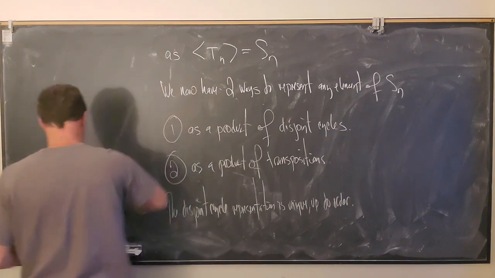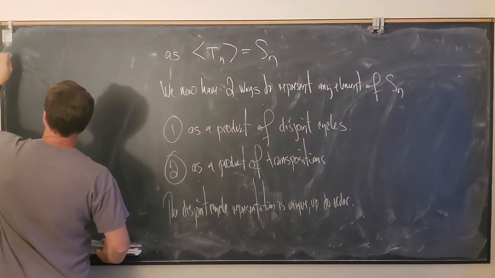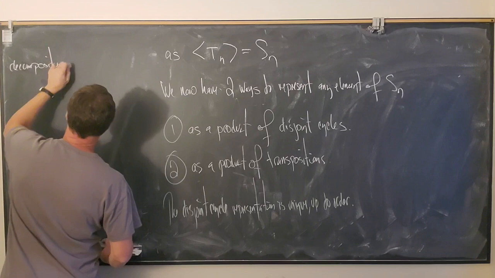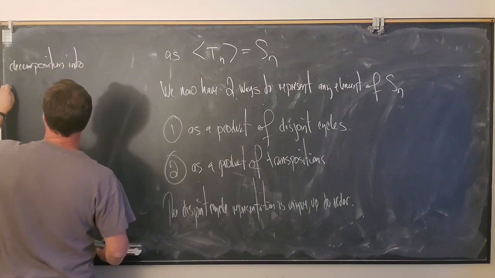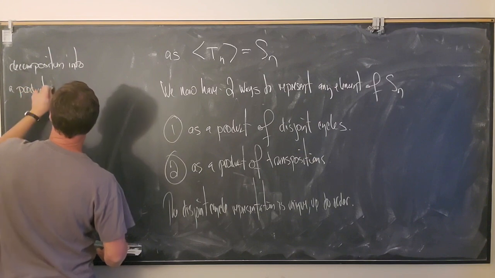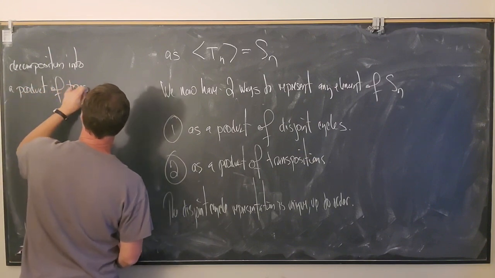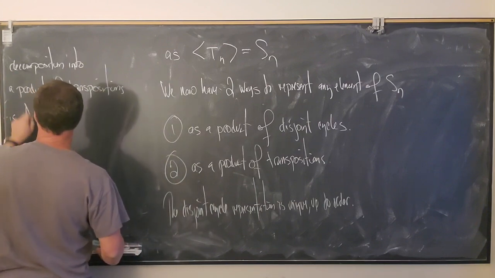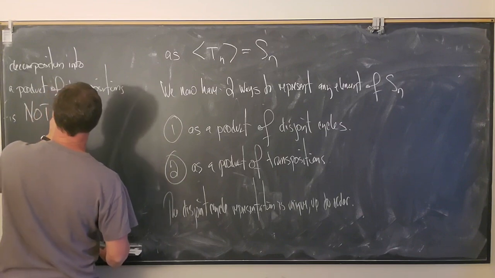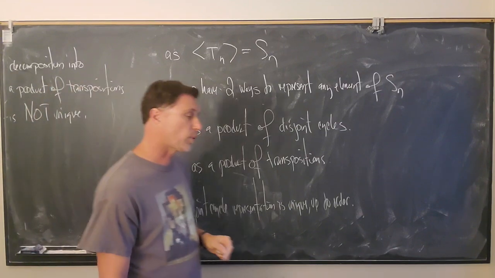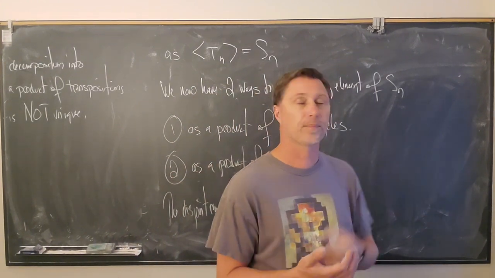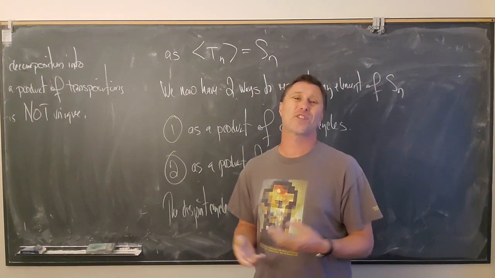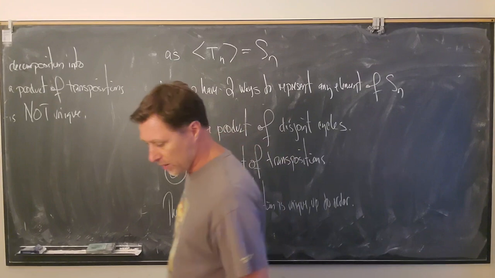So, a decomposition into a product of transpositions is not unique, right? So you can express any permutation as a product of transpositions, but there are many, an infinite number of ways to do this. But here's just one example.